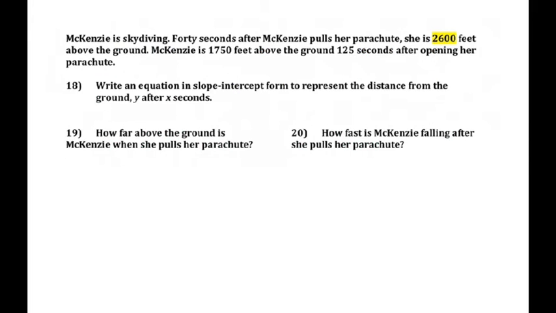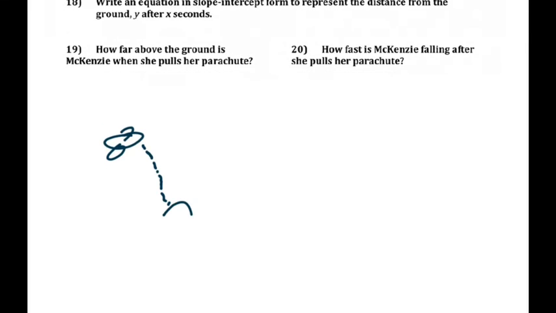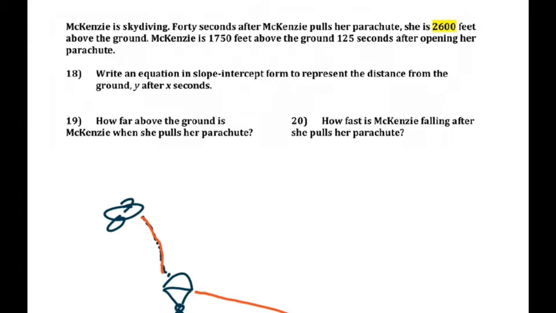This is a story problem. Mackenzie is skydiving, so think about that. I'm not a very good artist, but we're going to jump out of an airplane, and you're going to come down, and then at some point, hopefully, your parachute is going to open, and so that's going to slow you down. However fast you were coming like that, it's going to slow you down, and you're not going to come down as fast.